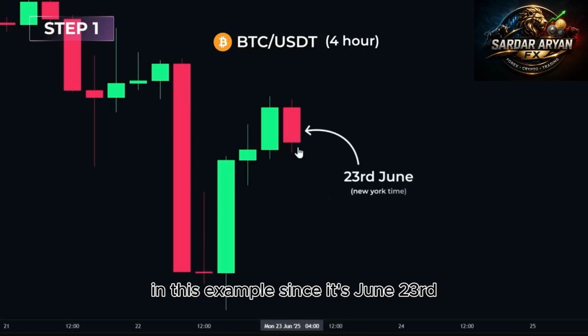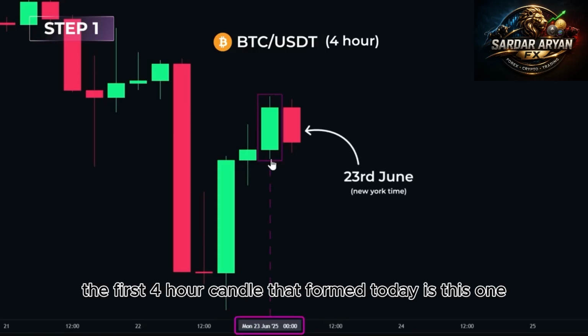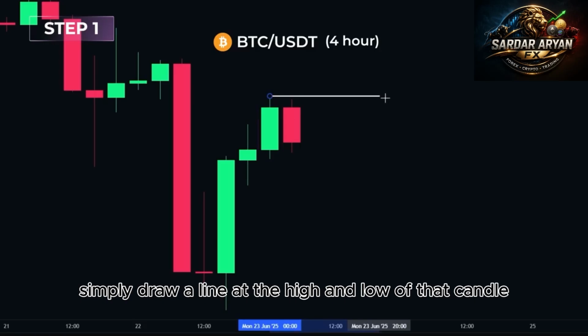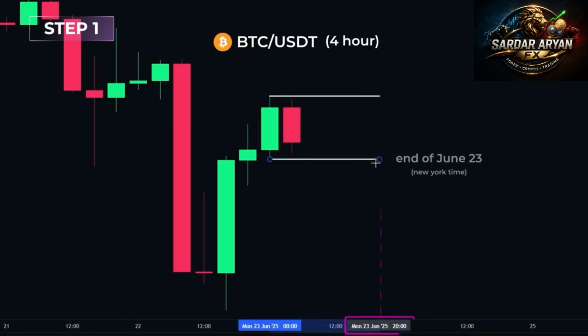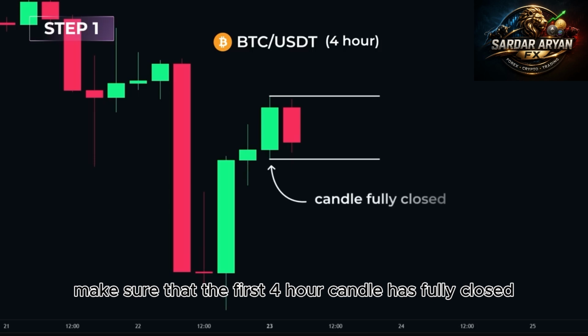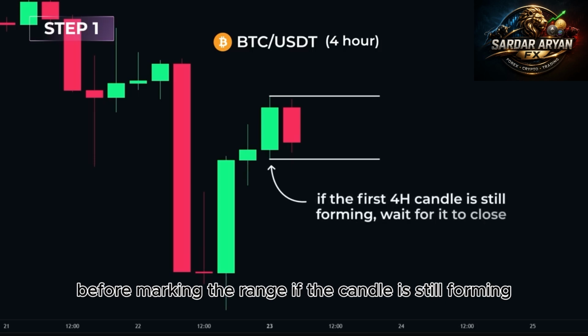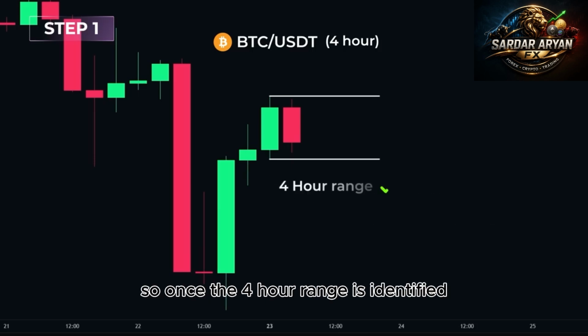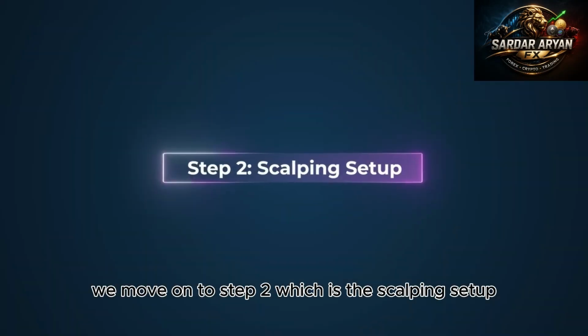In this example, since it's June 23rd, the first 4-hour candle that formed today is this one. Then, simply draw a line at the high and low of that candle and extend both lines to the end of the day. That's your 4-hour range on this chart. Now, an important thing to remember is to make sure that the first 4-hour candle has fully closed before marking the range. If the candle is still forming, wait for it to fully close first. So once the 4-hour range is identified, we move on to step 2, which is the scalping setup.